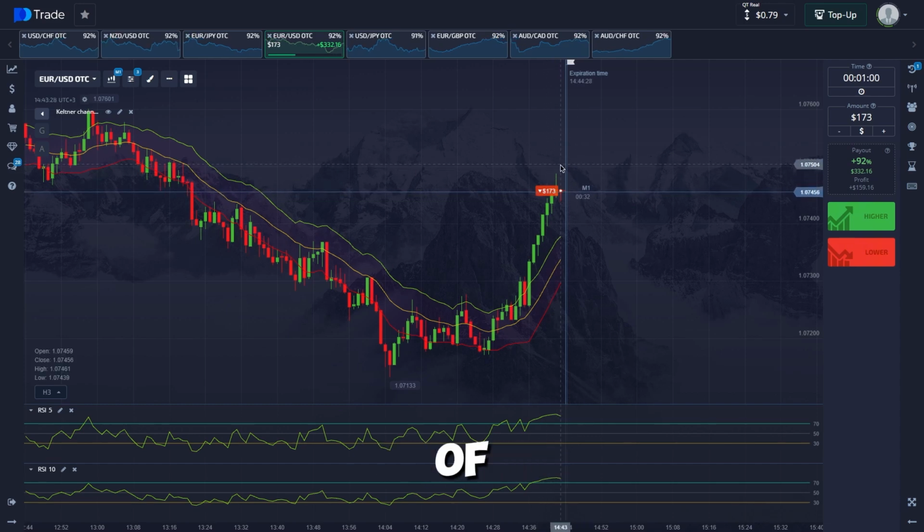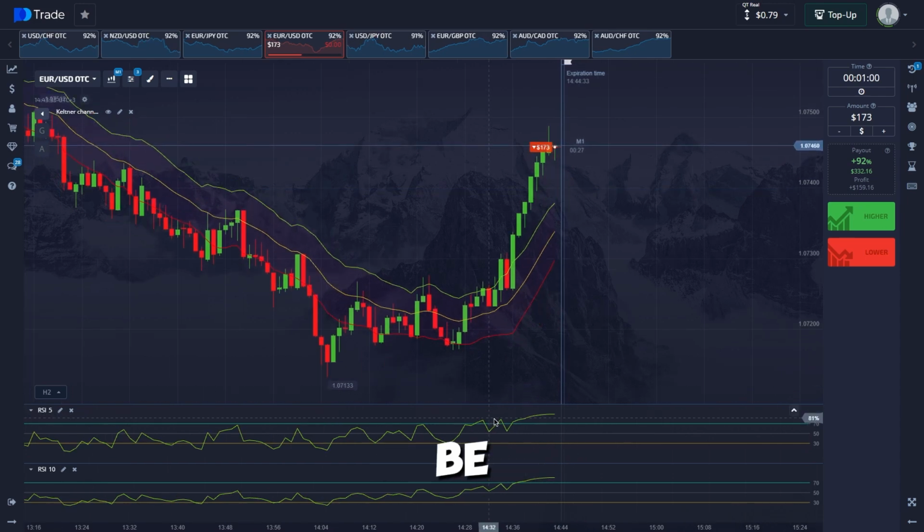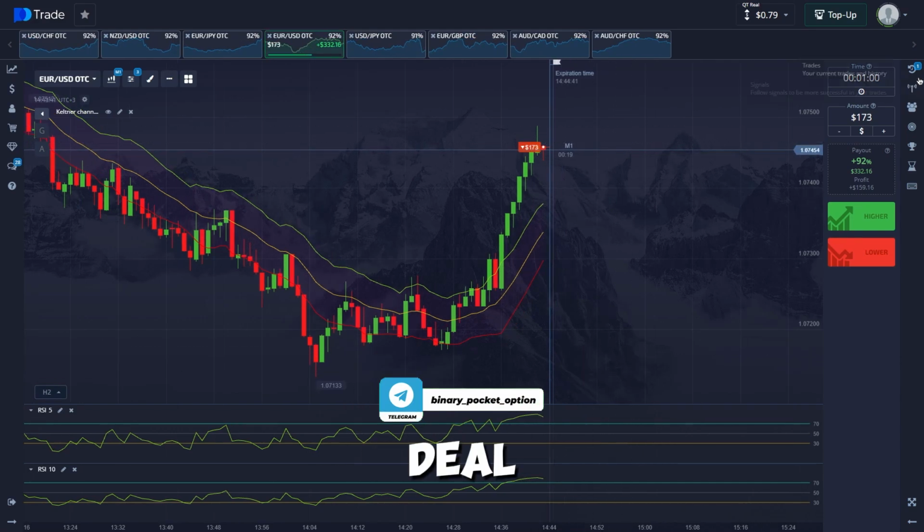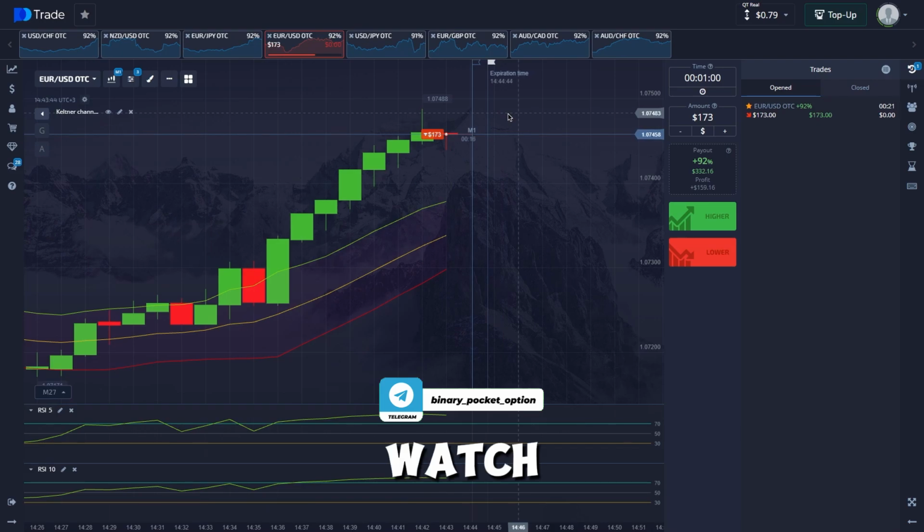The moving lines of the oscillators are in the overbought area. This causes the market to be oversaturated. They need to exit already. The price needs to be adjusted, which is why we are opening a deal here to reduce. Let's watch the result.